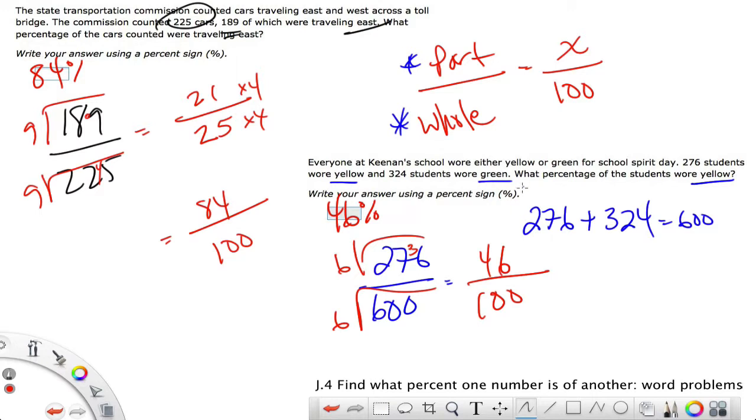So again, this is where they'll trick you. They'll give you the two different sides, but they won't give you the total. You will have to find that yourself.